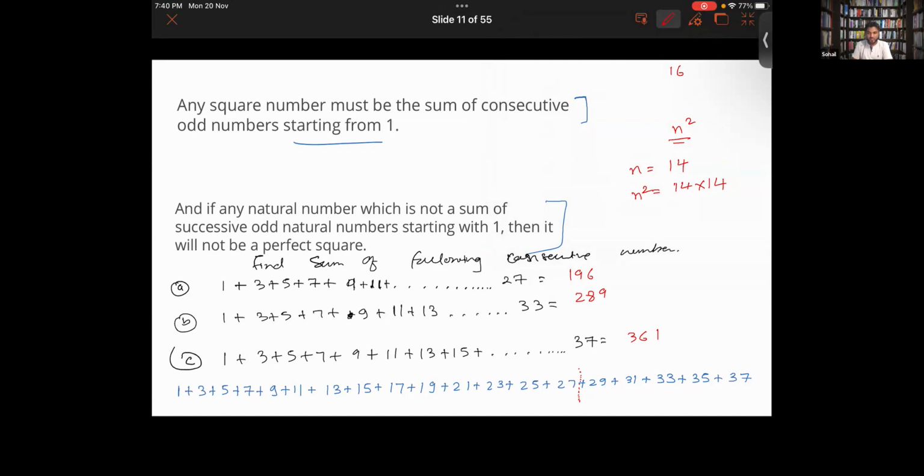Four odd numbers: 1 plus 3 plus 5 plus 7. Or if I were to have, let's say, 36, that will be 6 odd numbers. So any square number that you see is basically the sum of consecutive odd numbers starting from 1. That is the most important thing here.